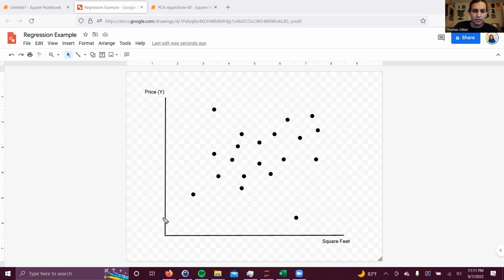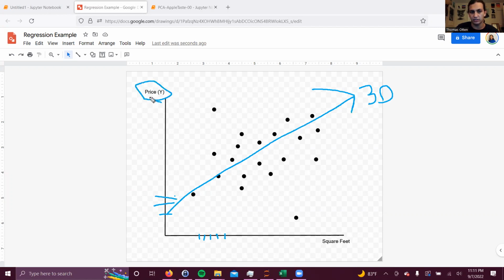But the problem you run into without using math is you might think that it looks like this. Your friend might think it looks like this. Your other friend might think it looks like that. Your boss might think it looks like that. What I mean is the slope of this line, let's say it's 30. You are then saying that for every 1 square foot increase in house size, there's a $30 increase in price.